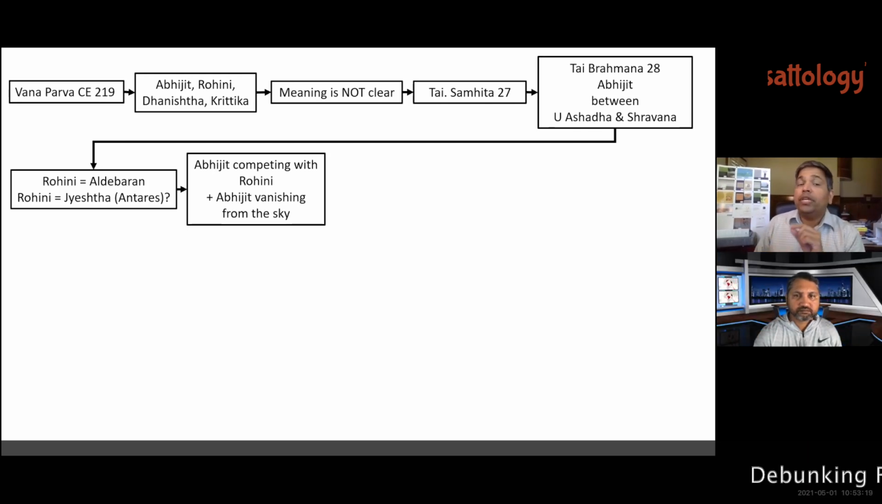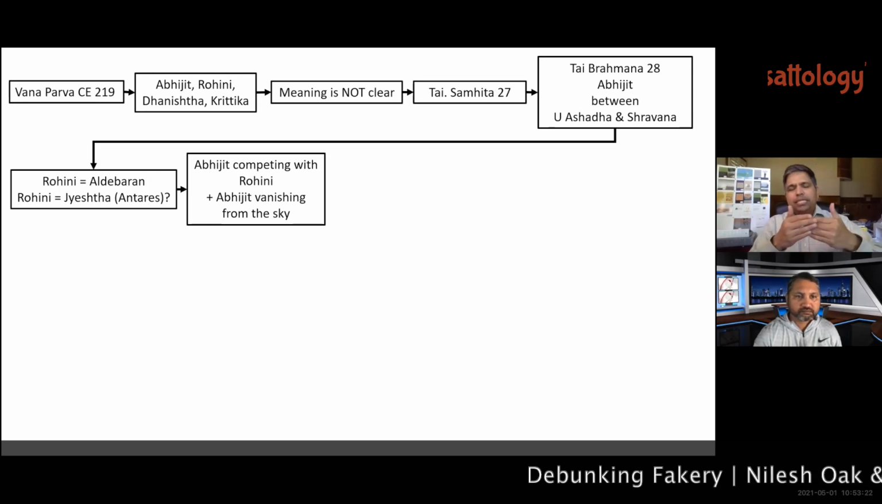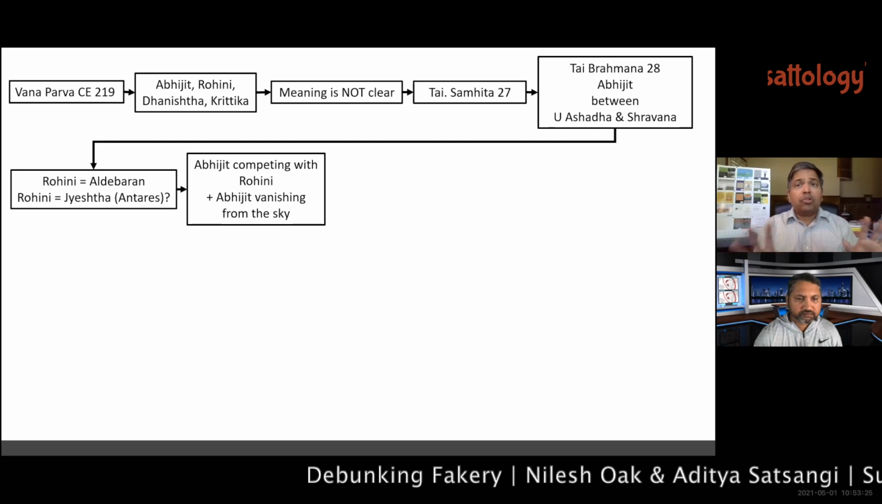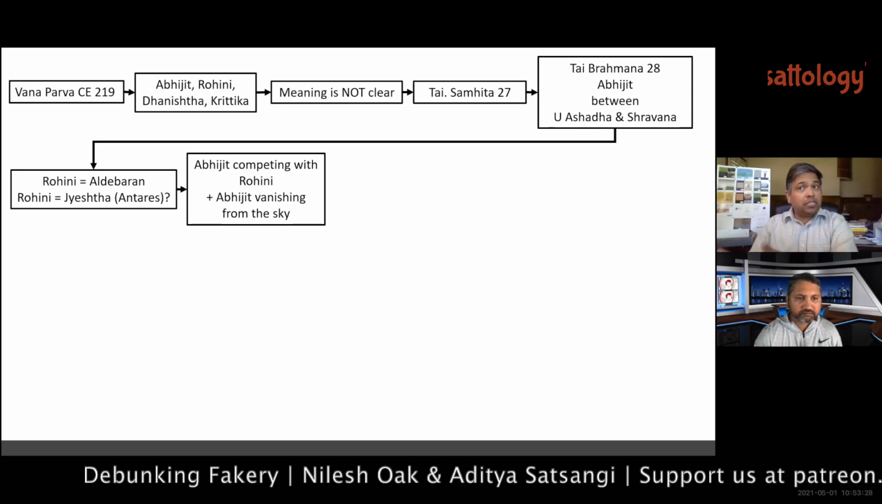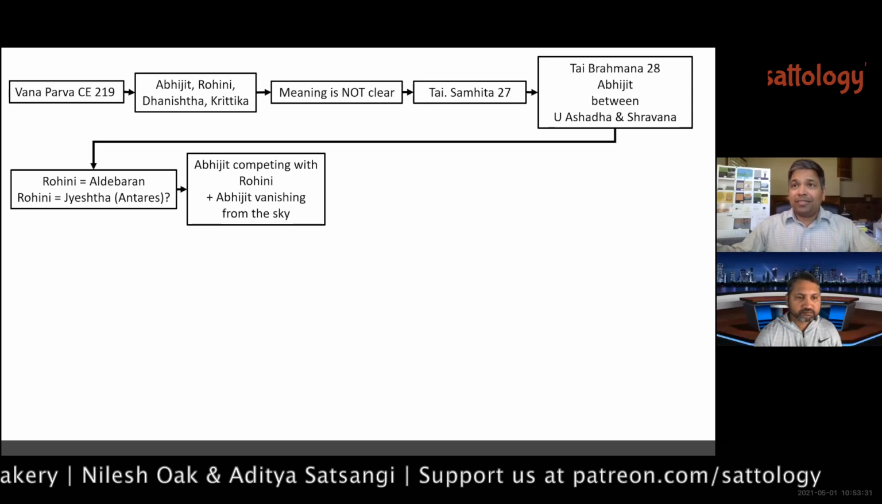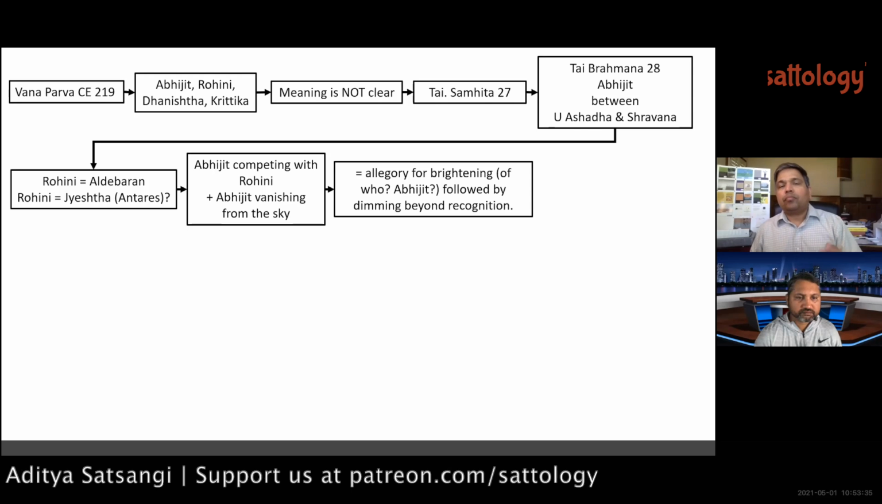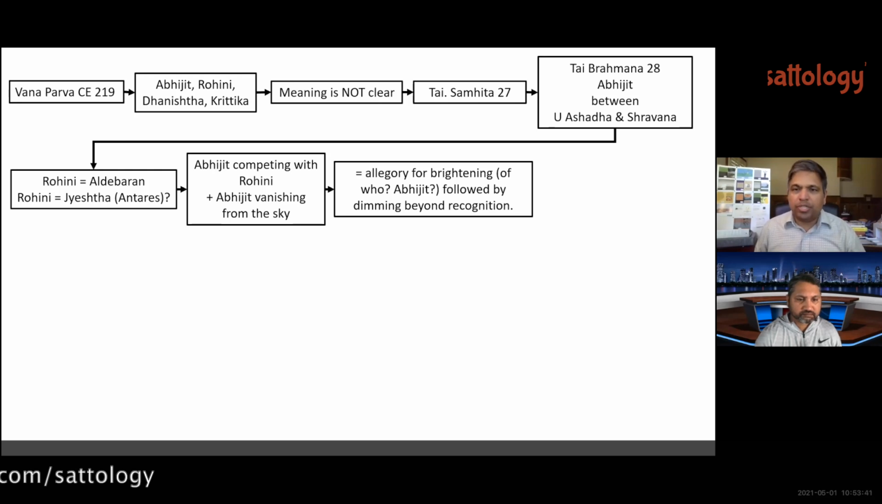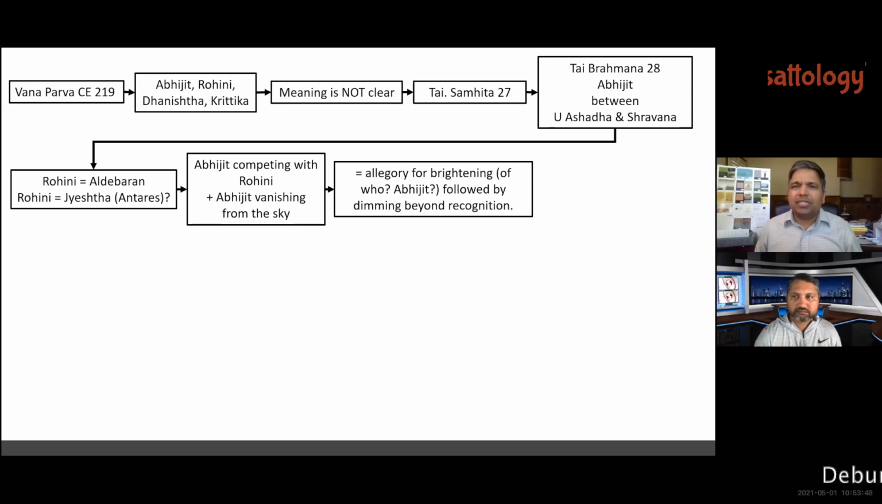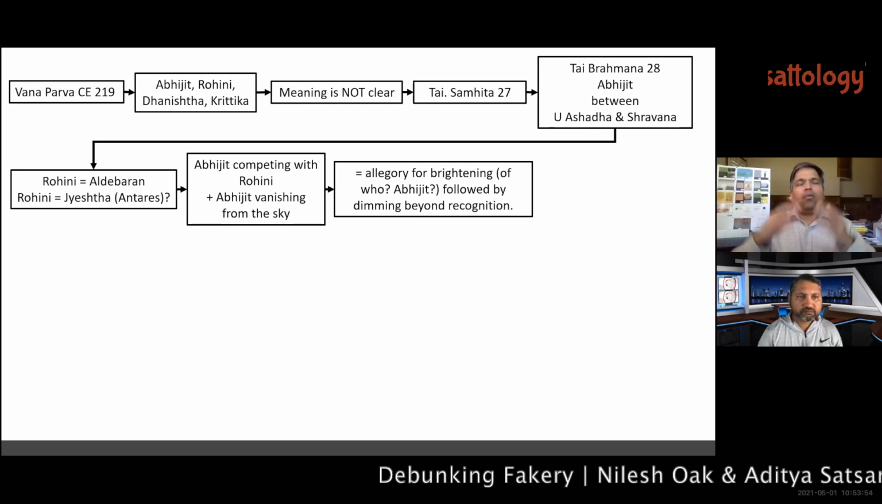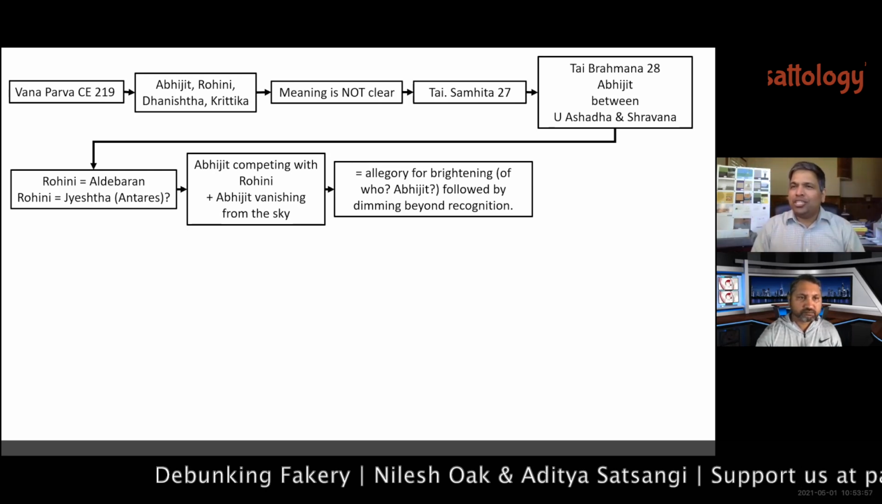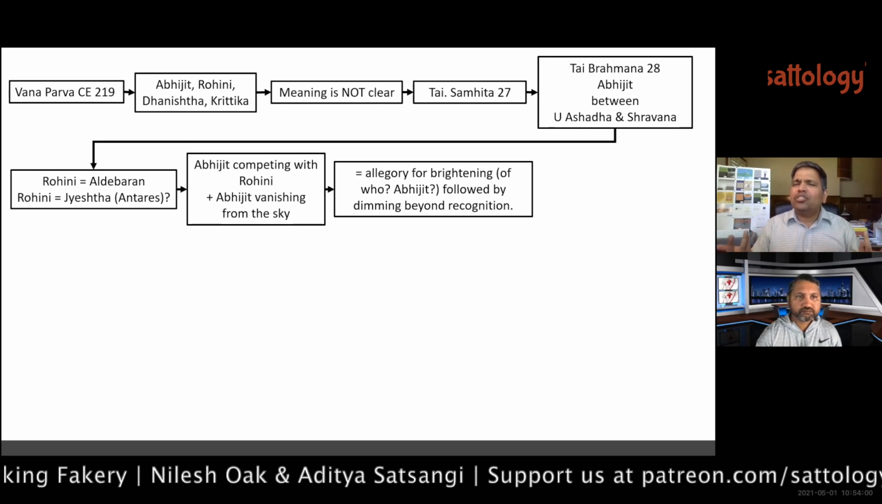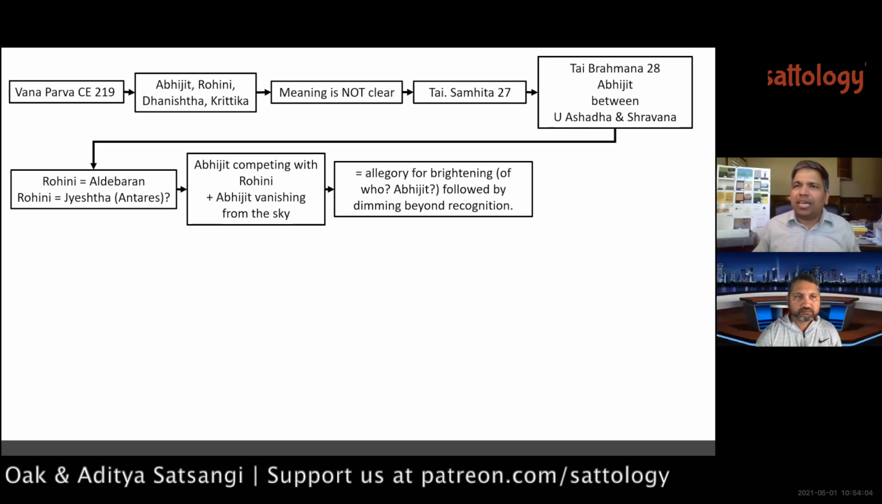Then he says Abhijit competing with Rohini and Abhijit vanishing from the sky. So he's saying Abhijit is competing with Rohini. I do not agree with it, but I'm not objecting to him. If he can show with empirical evidence how Abhijit is competing with Rohini, be my guest. He doesn't show that ever, anywhere. Then he says that could be the allegory for brightening of, he doesn't explain who, I presume Abhijit, followed by dimming beyond recognition. Aditya ji, you must be wondering why Nilesh is even discussing this. The problem is there is no evidence. Abhijit is a very bright star, and of course all stars go through some changes in brightness, but there is no question of Abhijit dimming beyond recognition. So what is he talking about?